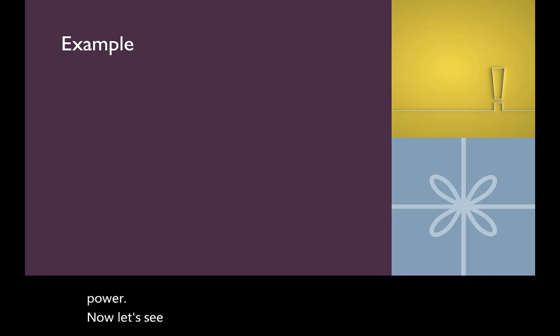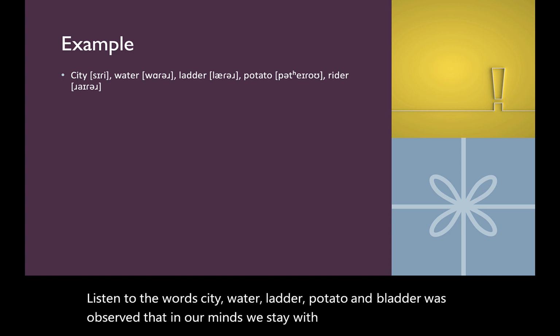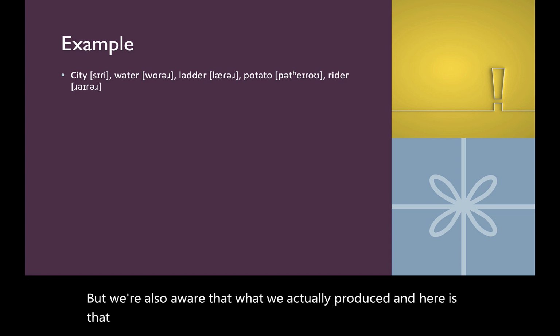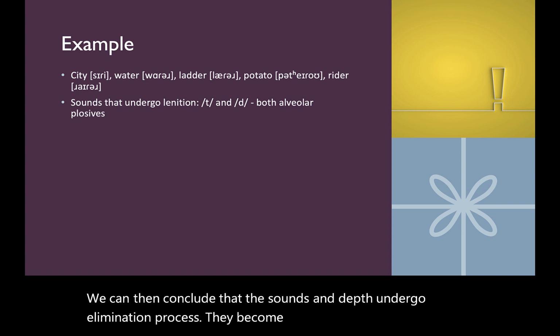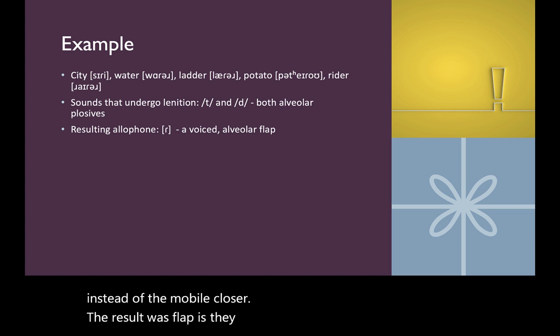Now let's see how we develop a rule based on the data we observe. If we listen to the words city, water, ladder, potato, and rider, we will observe that in our minds we hear the phonemes T and D in them. But we're also aware that what we actually produce and hear is a flap. We can thus conclude that the sounds T and D undergo a lenition process. They become weaker. They are realized as a flap instead of the alveolar plosive that each of them is. The resulting flap is the allophone of both the phoneme T and the phoneme D.